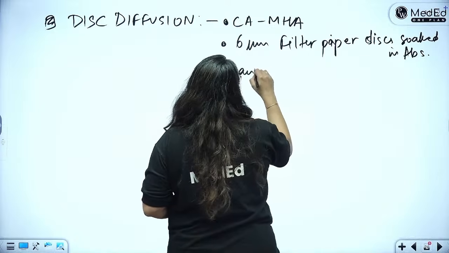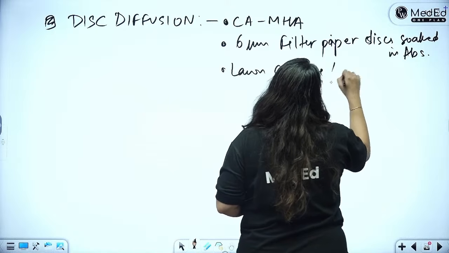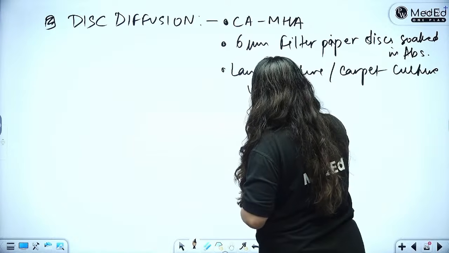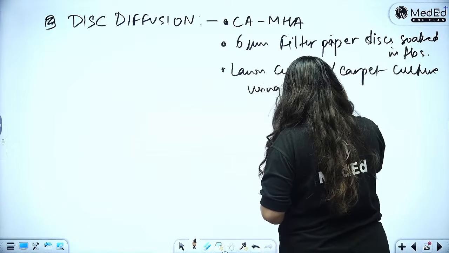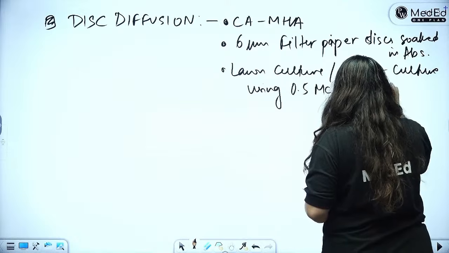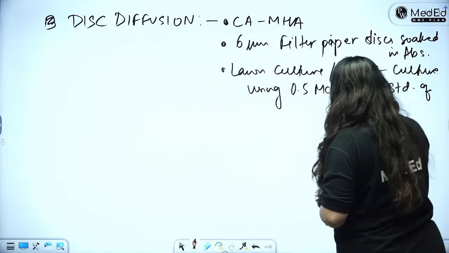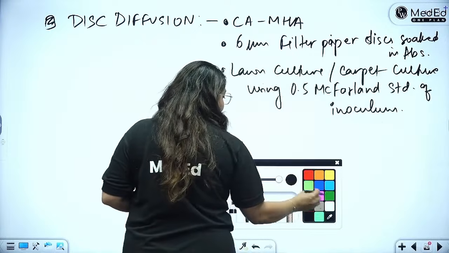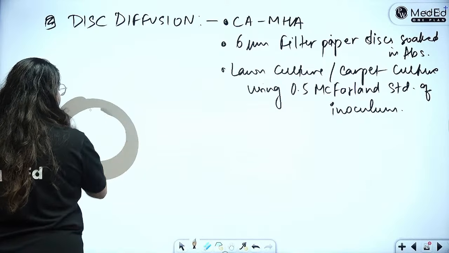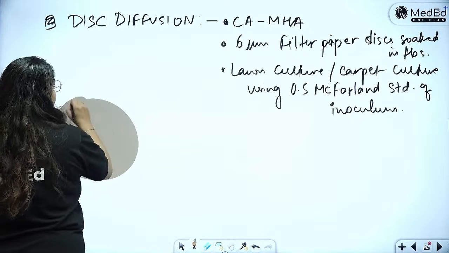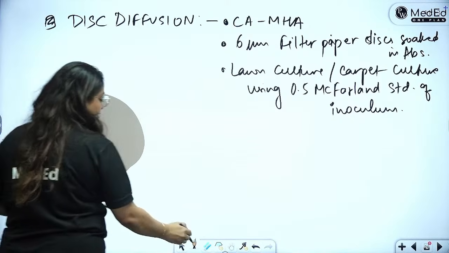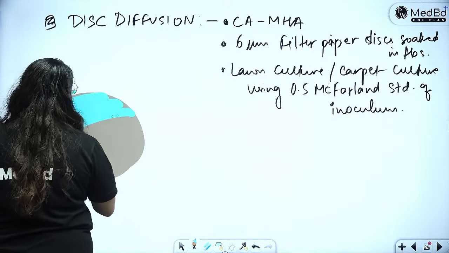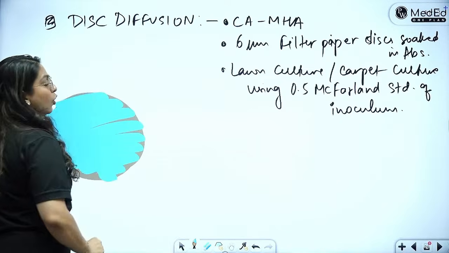Secondly, I do a lawn culture or a carpet culture using a 0.5 McFarland standard inoculum of bacteria. So what do I do in disc diffusion? I basically take this plate of Mueller-Hinton agar, and on this plate I have lawn cultured. So I will take my bacteria and I will culture it all over this plate like a lawn or like a carpet.